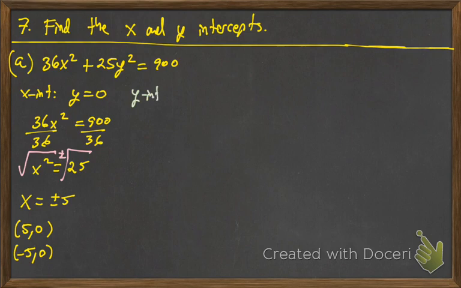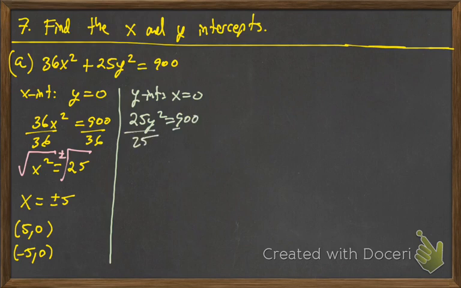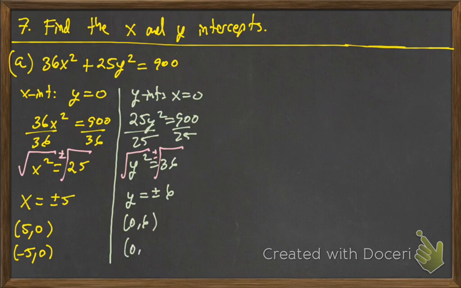To do the y-intercept, it's almost the same thing. Let x equal 0. So that 36x squared term is gone, and we have 25y squared is equal to 900. Divide both sides by 25. y squared is equal to 36 after we do the division there. Take the square root. Don't forget your plus or minus. y is equal to plus or minus 6. y-intercepts are (0, 6) and (0, -6).